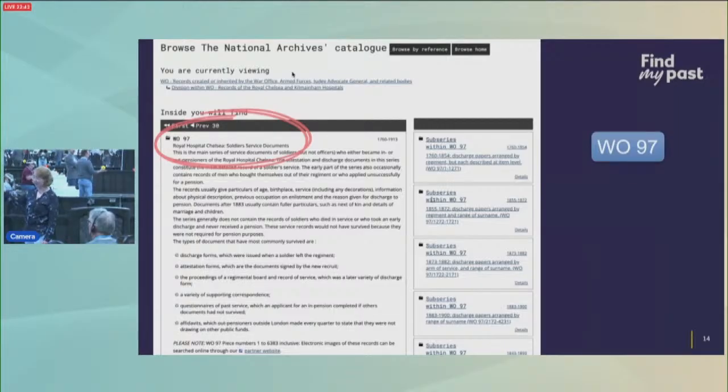This is from the National Archives website, and it says WO 97 is the Chelsea pension records from the Royal Hospital in Chelsea, and it gives you a full description of what those records are. Does that make sense to everybody? So familiarize yourself with the way TNA catalogs things, because that is how their digital partners carry that forward onto their sites as well. We use the same language so that everything is universal, so it's easy to find from Find My Past over to the TNA website.